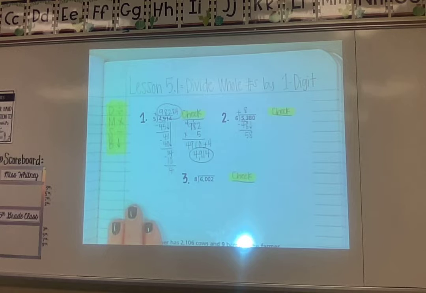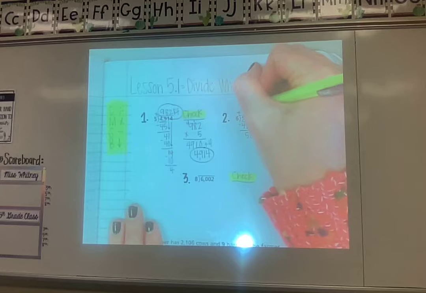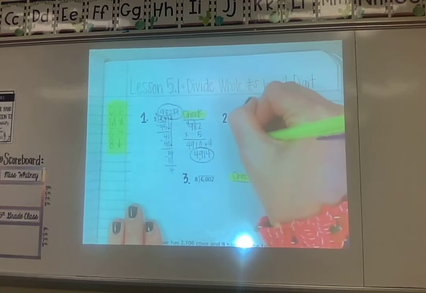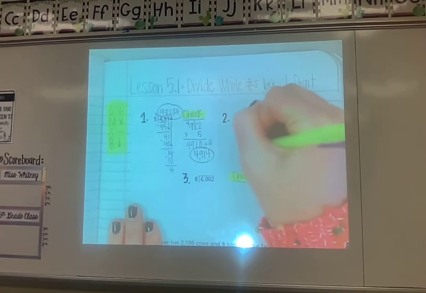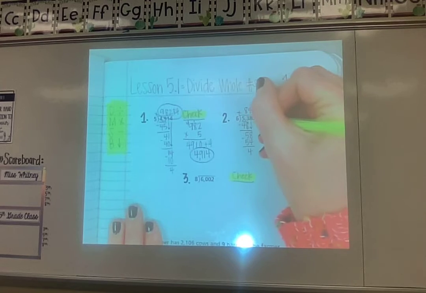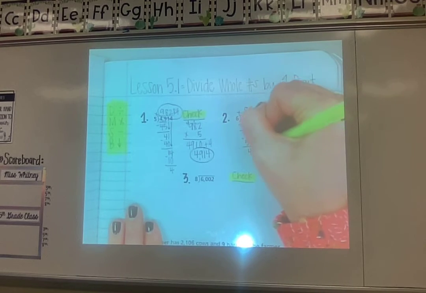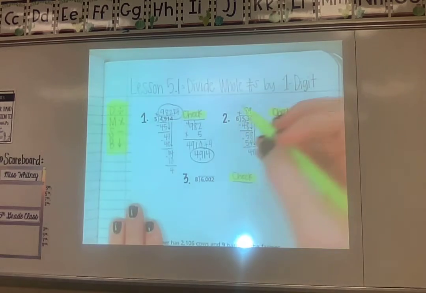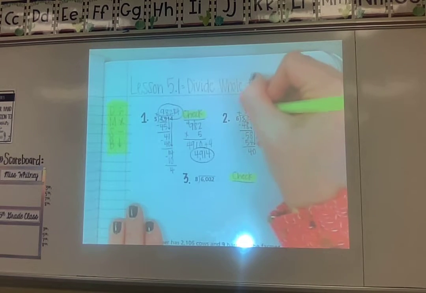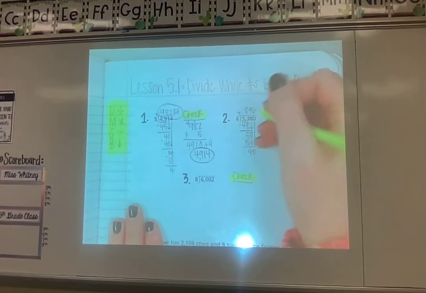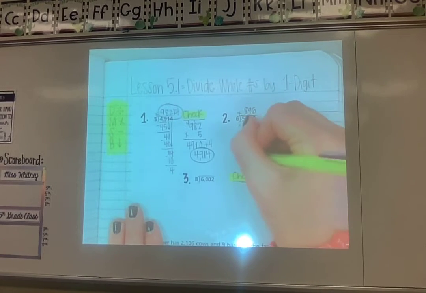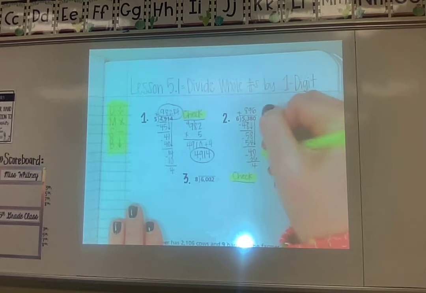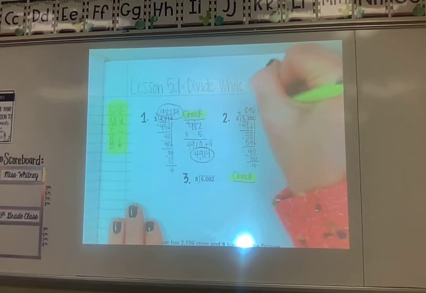So 6 into 58 would be 9. 6 times 9 is 54. I would swipe those, which would give me a 4. And then I'm ready for bananas, so bring down that 0. Remember, if I bring down, I start again back at dangerous. So 6 into 40 would be 6. 6 times 6 is 36. I would swipe those. That would give me a 4. Bananas, I have nothing to bring down, so I know that 4 is my remainder.